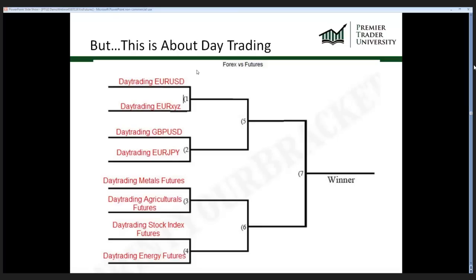So I've put some of the key areas against each other. The first being day trading the Euro-US versus day trading any other Euro pair, Euro-CAD, Euro-Aussie, Euro whatever, Euro-New Zealand. Then you've got, of course, the Pound-US versus the Euro-Yen. And then down below, I've got the futures battling it out, whether it's the metals versus the ags, stock index futures versus the energy. So the first one I'm going to do is ask Troy, between Euro-US and Euro anything else for day trading, what would you pick? What would win that battle for you?